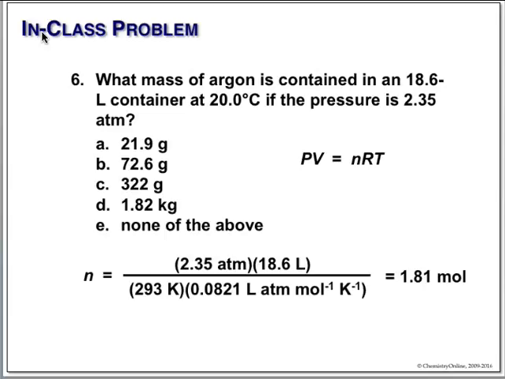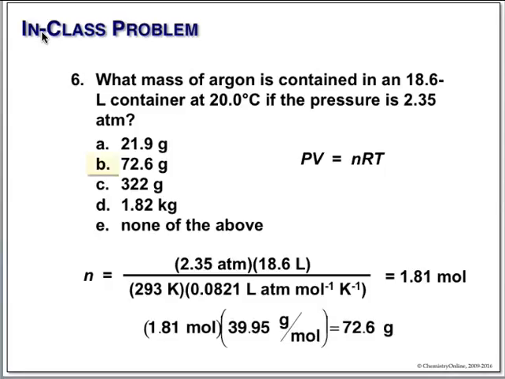So our number of moles is going to be PV divided by RT. So we run those numbers and we get 1.81 moles. Now, we look at our periodic table, if we can see it. Argon looks like it's about 39.9 grams per mole. We have 1.8 moles, simply multiply it by 39.9. And we have 72 grams.